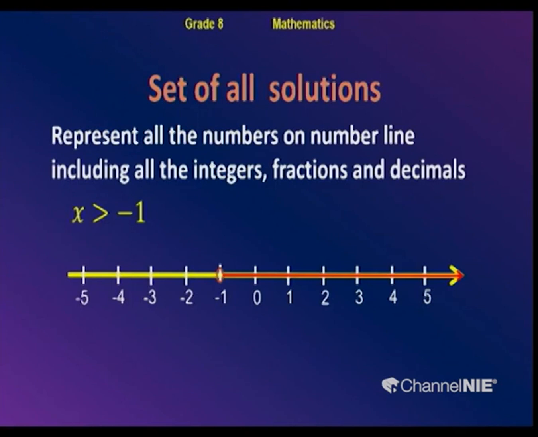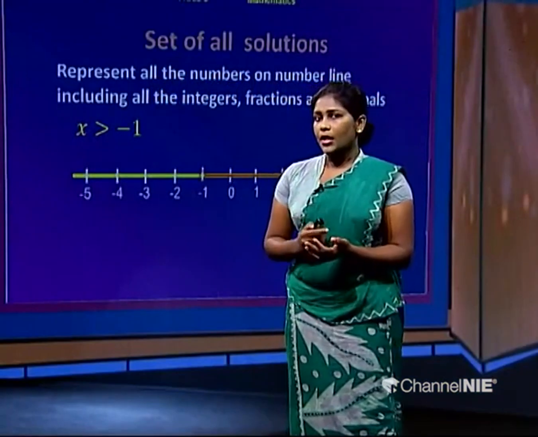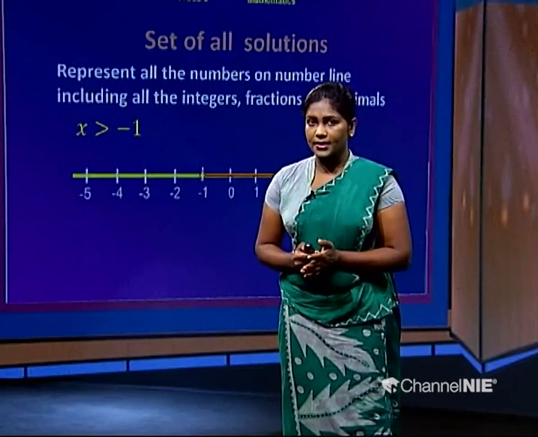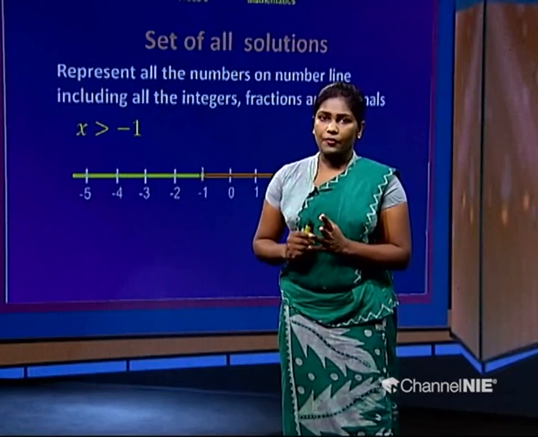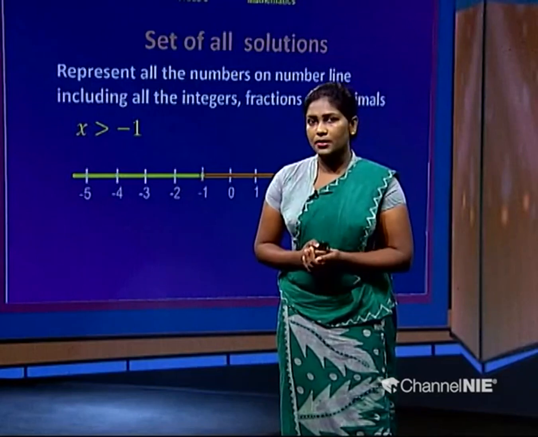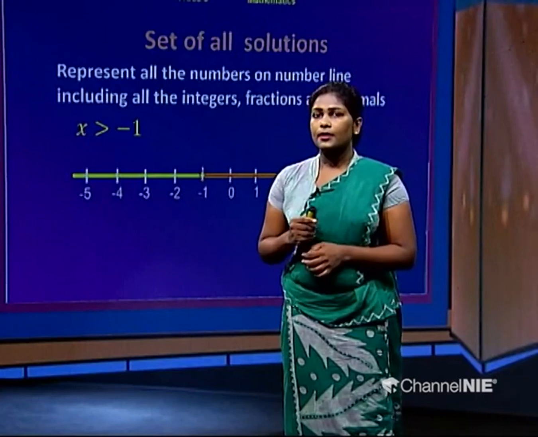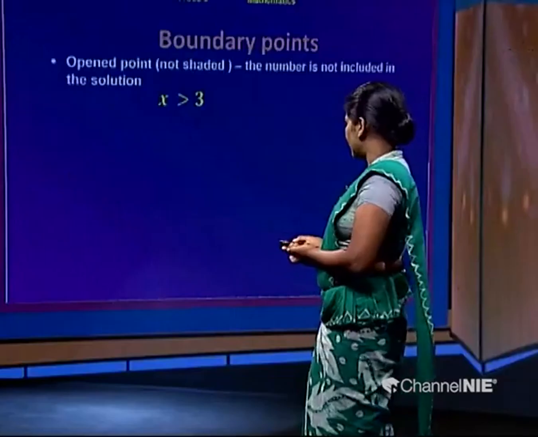Why do we color this number line? Because I told you, when we write the solution set, it means including fractions, decimals, integers and all the numbers. You have to represent that solution set with a dark line. Look at the other example.